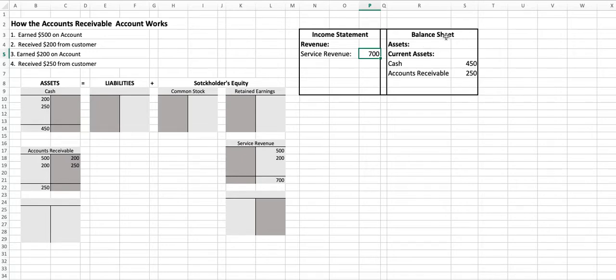On the balance sheet, under the assets section, the current assets are listed, and the cash account has a balance of $450, and at the end of the month, accounts receivable balance is $250. So those would both show up on the balance sheet in the current assets section.